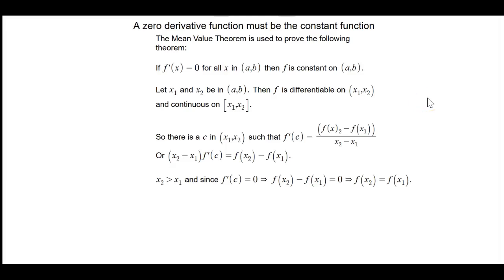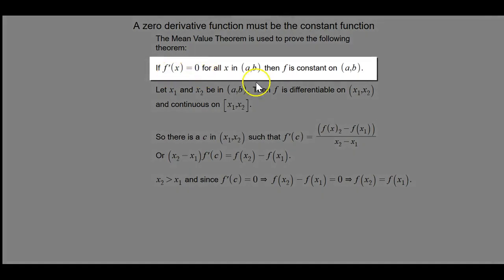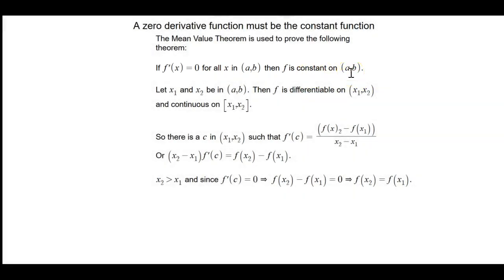The mean value theorem is used for two other theorems that we use a lot. The following theorem states: if the derivative of a function is 0 for all x values in some open interval, then f is constant on that interval. And here's the proof of that.